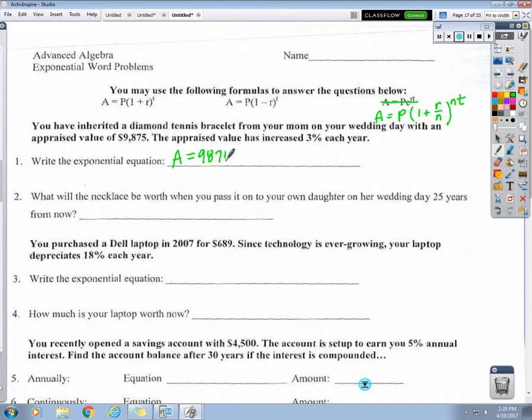Right, the value of the bracelet the day you inherited. Okay, now, what's going on with this bracelet? It's increasing in value. So would we use 1 plus or 1 minus? 1 plus. What is the rate? 3%. How do you write that as a decimal? 0.03. And then, you know, it's to the T for time. Did they tell us an amount of time so far? No, so you just leave it T.